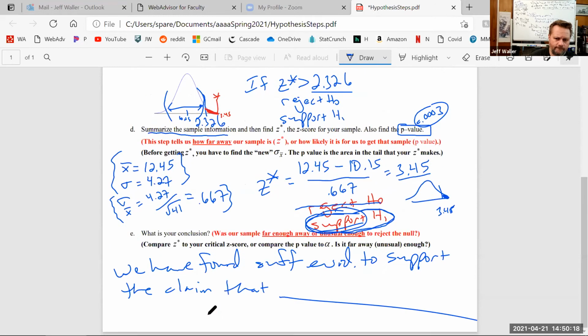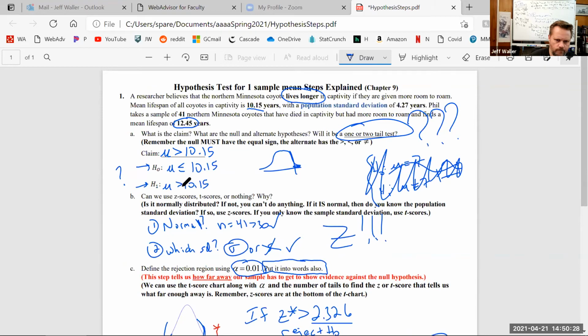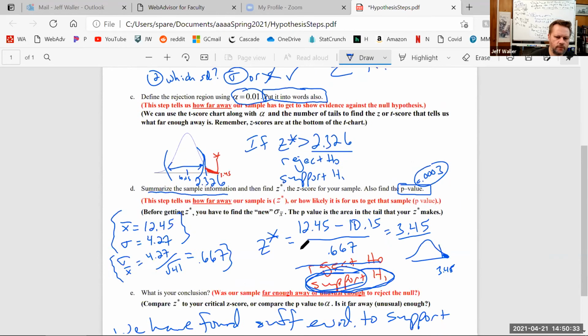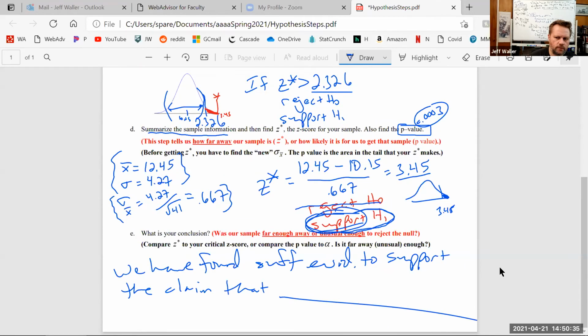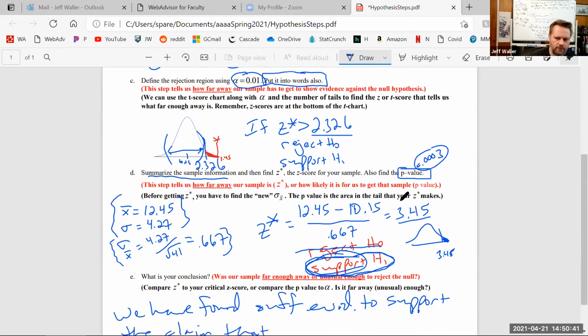I'm a little confused why we support the claim, because if the claim was that mu is greater than 10.15, we got 3.45. No, stop. That is not a mean. What's 3.45? A z-score.